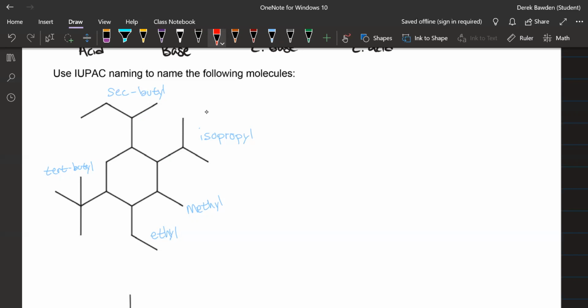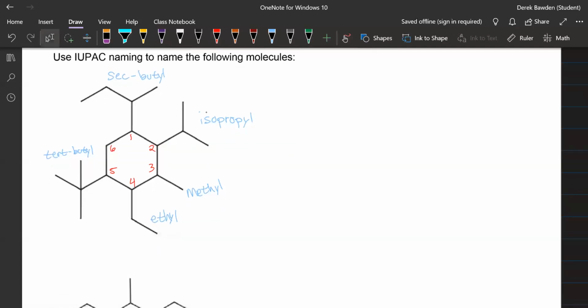Yep, perfect. Okay, and then we number to keep our substituents on the lowest. Okay, so we wouldn't want to go this way because then our substituents would be on high numbers. If we go this way, the substituents stay on lower numbers. Okay. So now we want to go in alphabetical order. Okay, and put it all down. So we're going to start with sec-butyl. What comes next?